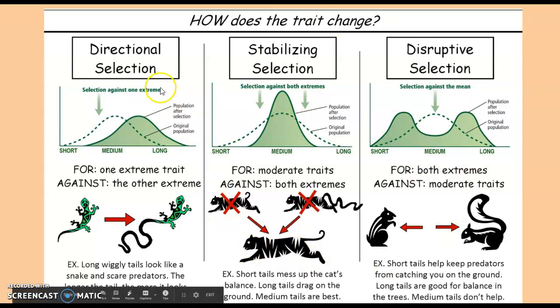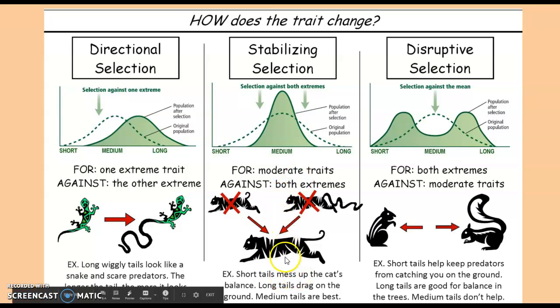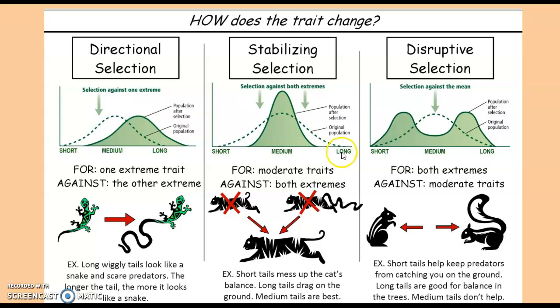Summarizing them here. Directional. One of my phenotypes, the extreme, is favored. So if these lizards, the longer the tail, the better they are at surviving, where the shorter the tail, not so much. So it's just moving in one singular direction. Here, this example is short tail messes up a cat's balance, long tails are dragging on the ground, so they're not really good. It's against both extremes here. But my middle one is the only one that's able to really survive and it's favored. So I see it stabilizing, going up in the middle.